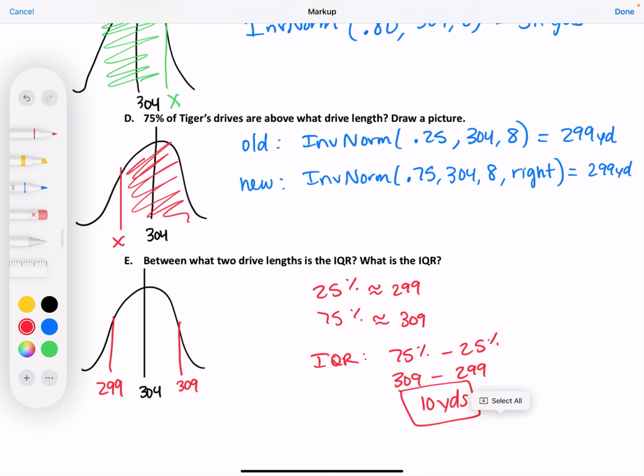Now, because we were doing the 75, what you could have done was typed in 75 and left, and that would have also given you this number. So that would have done it for you as well. Any questions about that? All right.